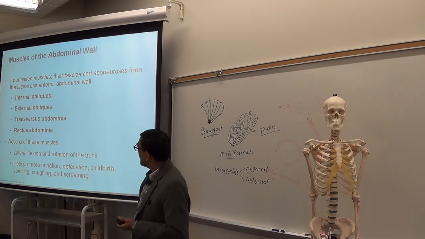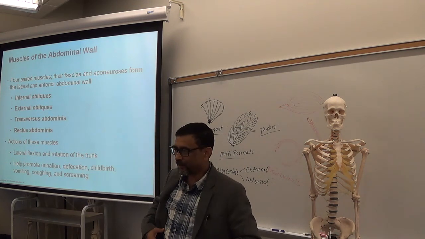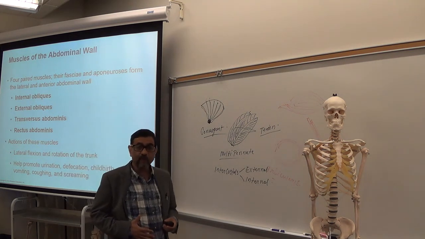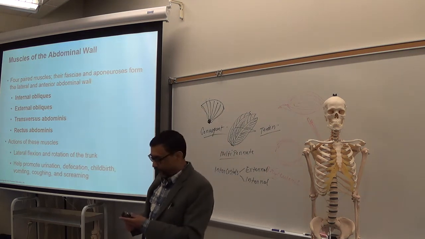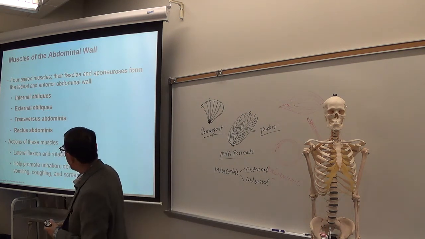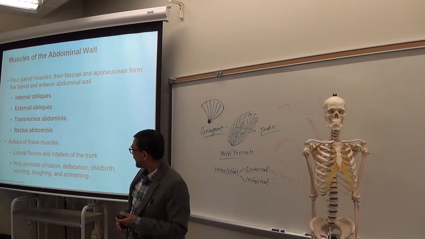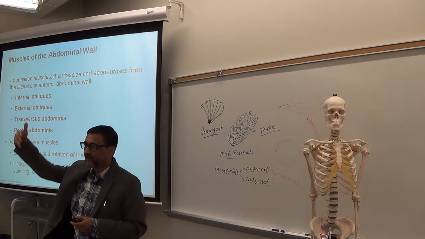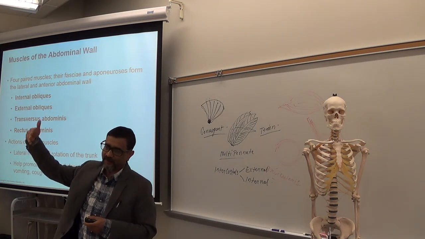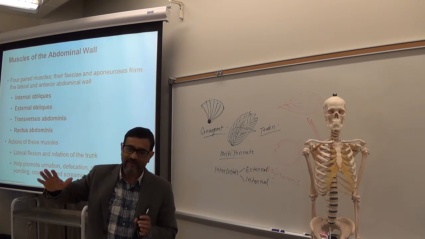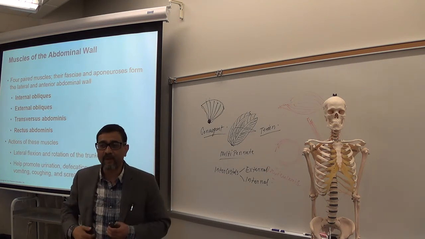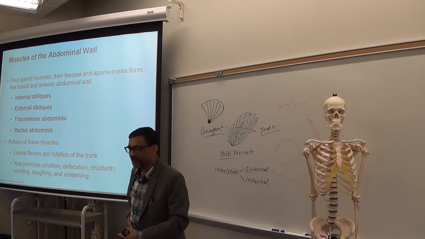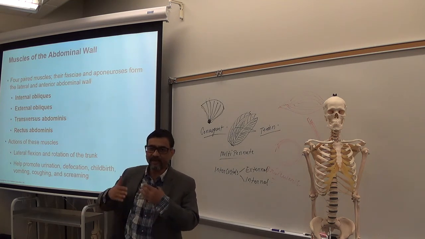Muscles of the abdominal wall. In the wall of your abdomen here, you have four muscles: internal oblique, external oblique, transversus abdominis, and rectus abdominis. All these muscles are named after the direction of fibers. Direction of fibers. Make sense? You see, external oblique. Here, external should be the outer or the inner one? External. Outer, right? And internal, inner.